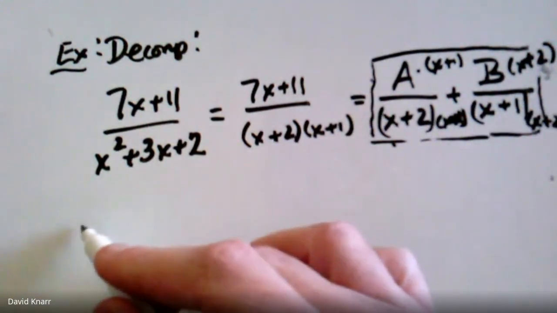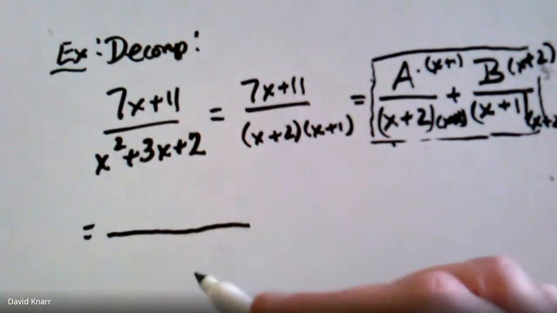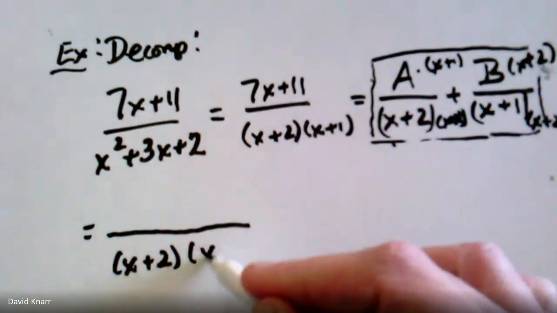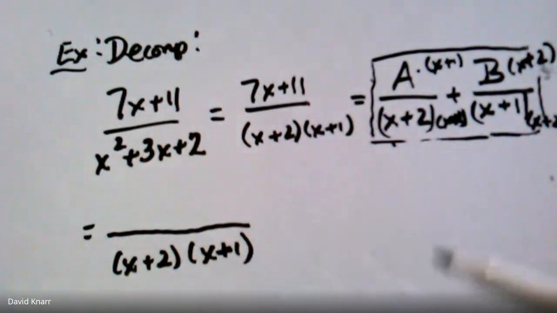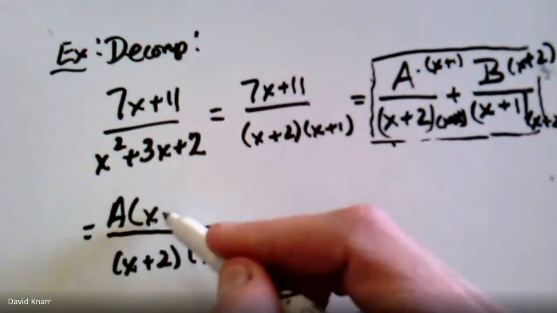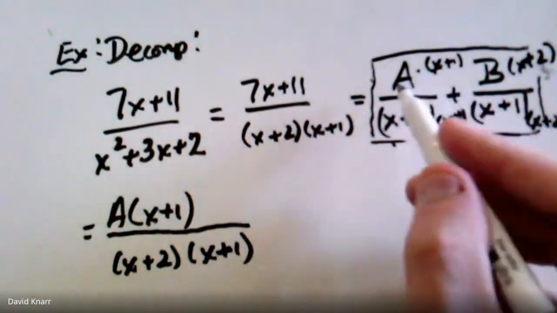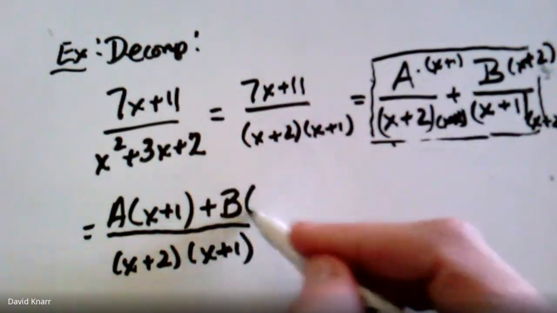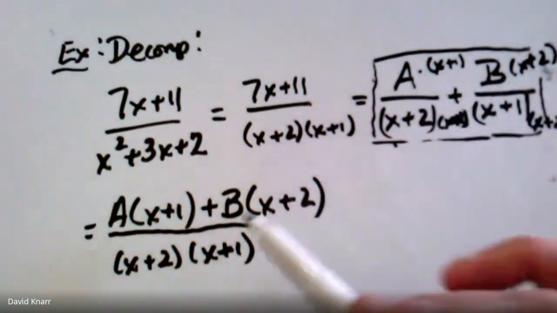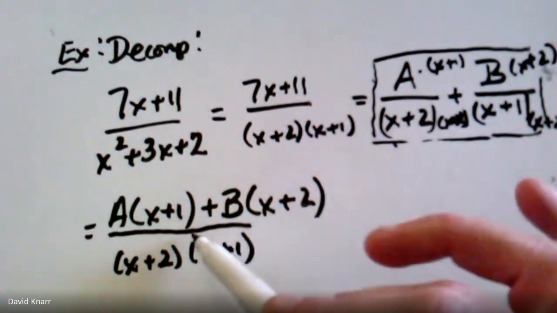Okay, so now what you'd have is this. So we're not going to clean the whole thing up. The denominator would be x plus 2, x plus 1. The numerator, I'm not going to distribute. There's a reason for that. I'll show you in a minute. It would be A(x plus 1) plus B(x plus 2). That's what I get. Now let me go back and show you. So if I re-find the common denominator, I get this.